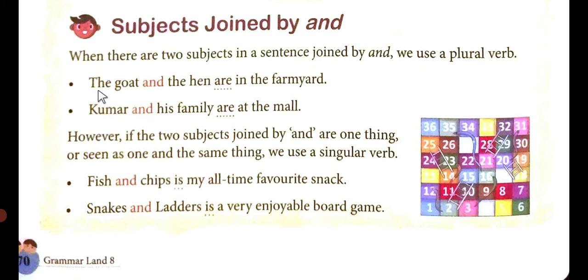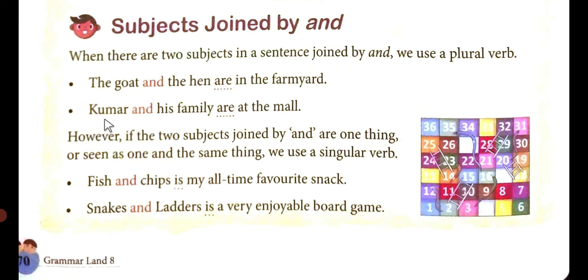For example, the goat and the hen are in the farmyard. So here are two subjects, the goat, the hen, and they are joined by the word and. So the verb is always in the plural. The verb used here is plural.